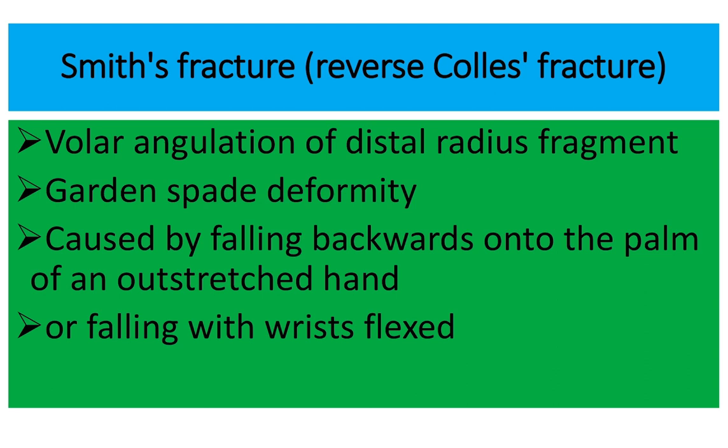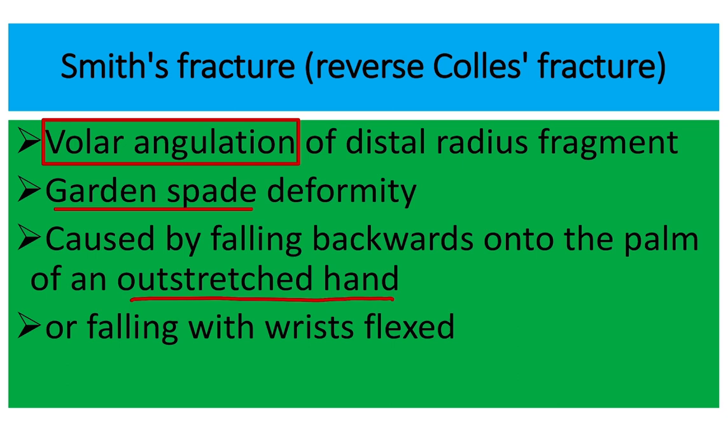And what occurs in Smith's fracture or reverse Colles fracture? It is the volar angulation. This is very important. This is the volar angulation of the distal radius fragment, and it is also known as the garden spade deformity, because the garden spade looks like this, and it is caused by falling backward onto the palm in an outstretched hand.